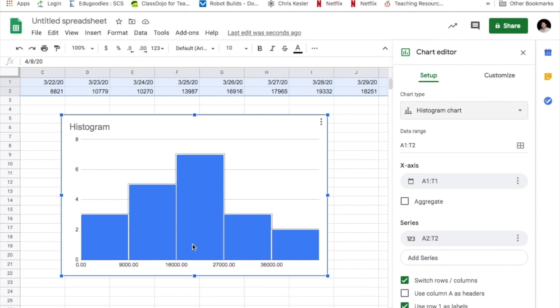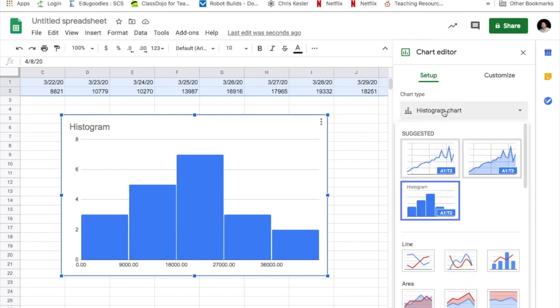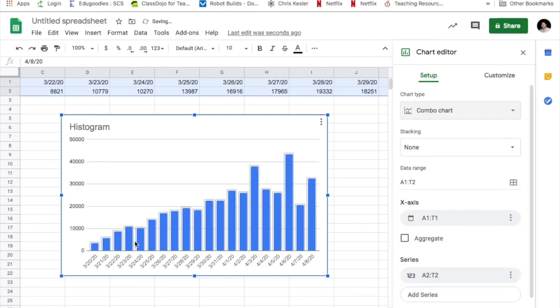So we're going to do a combo chart. So instead of choosing the histogram, or the pure histogram, we're going to go up here. We're going to click on this again. We're going to go down where it says line, and look where it says right here, combo chart. That's what we want. We want to click on the line bar graph combo chart. So you click on that, and that's where you get your bar graph, the one you want.